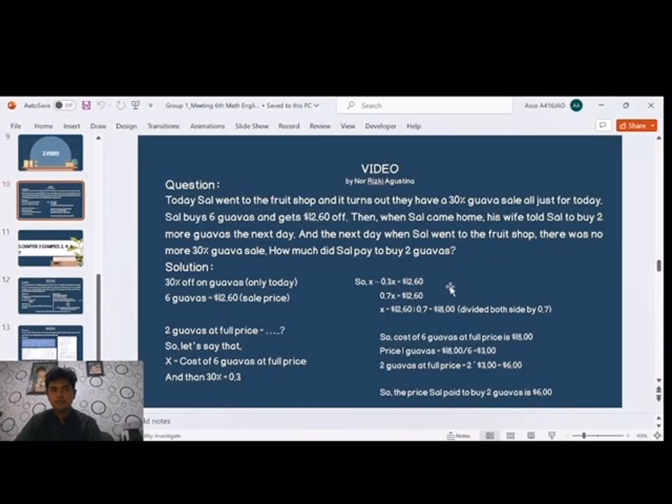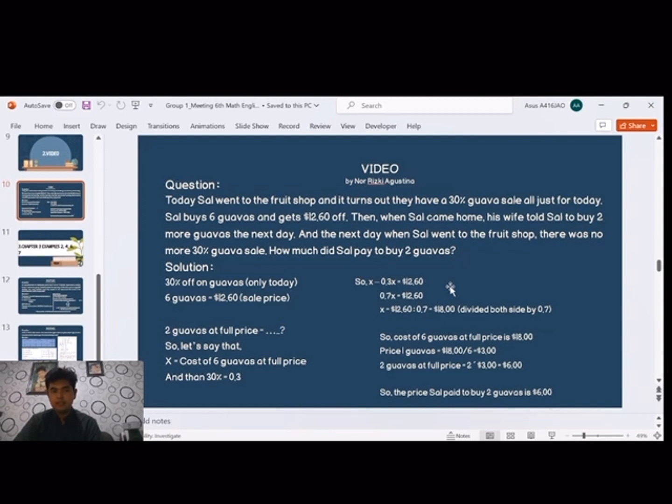The question is: today Sal went to the fruit shop and it turned out they had a 30% guava sale, just for today. Sal buys 6 guavas and gets $12.60 off. When Sal came home, his wife told him to buy two more guavas the next day. The next day, when Sal went to the fruit shop, there was no more 30% guava sale. How much did Sal pay to buy two more guavas?